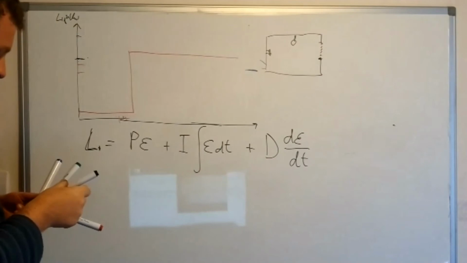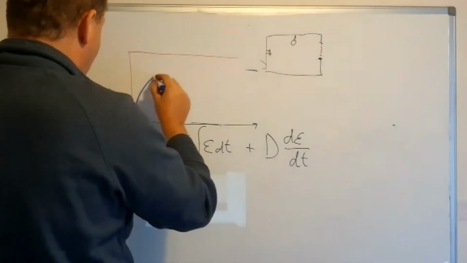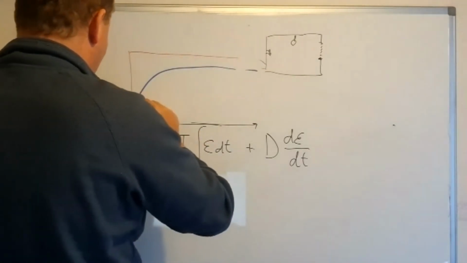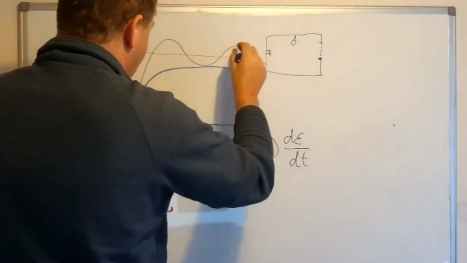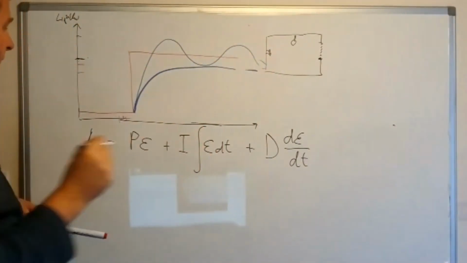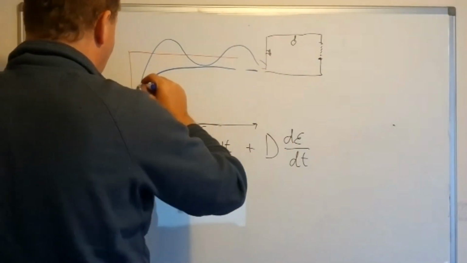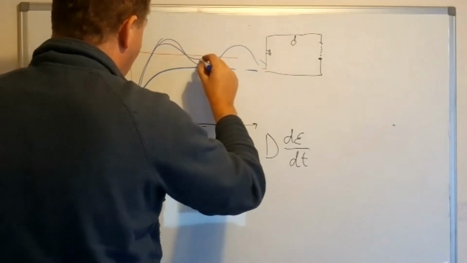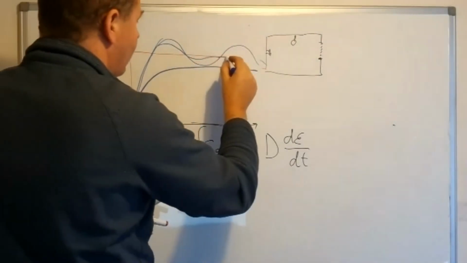And in this system, what will happen, if we just had the proportional term, it might do that. If we have the integral term and the proportional term, it'll do that. And if we get it just right and have the differential term as well, then it does a damped oscillation like that.